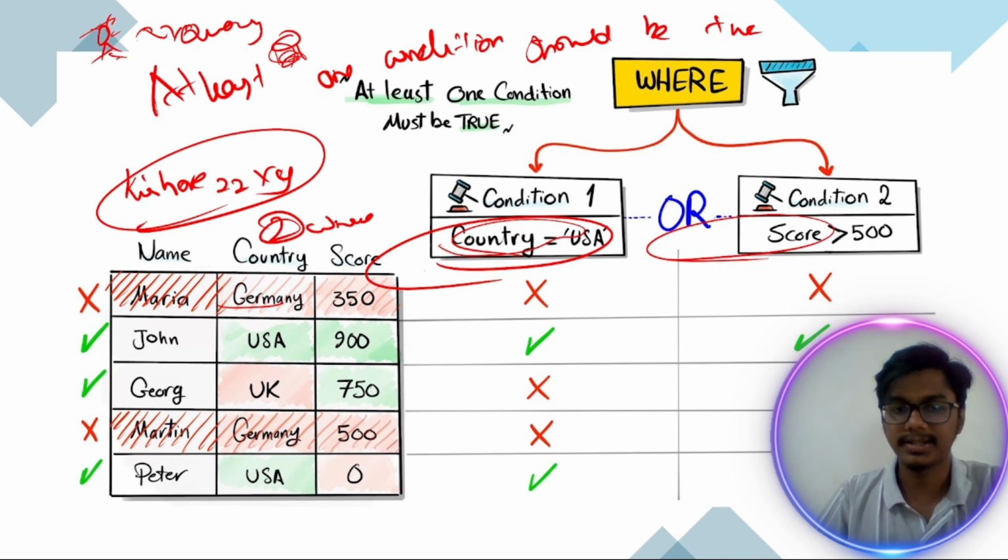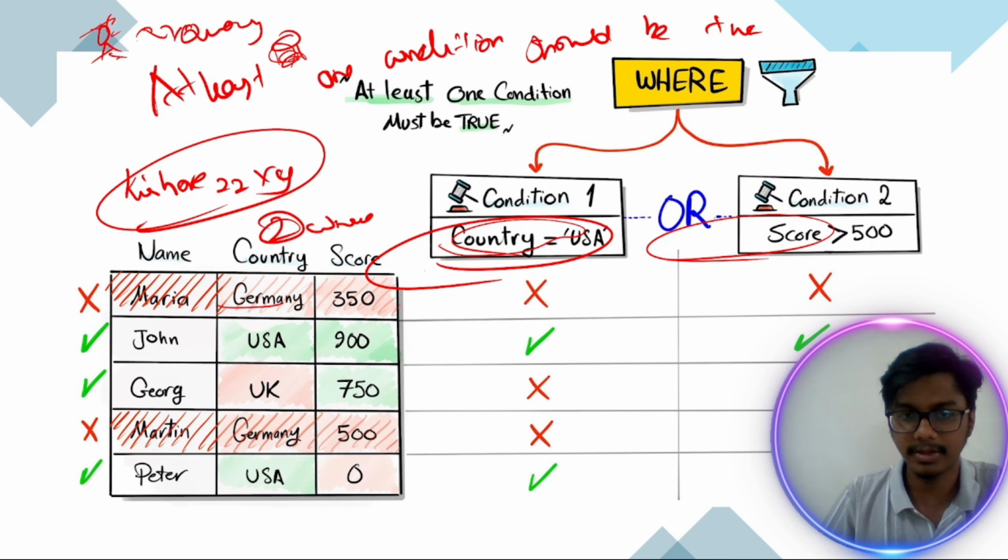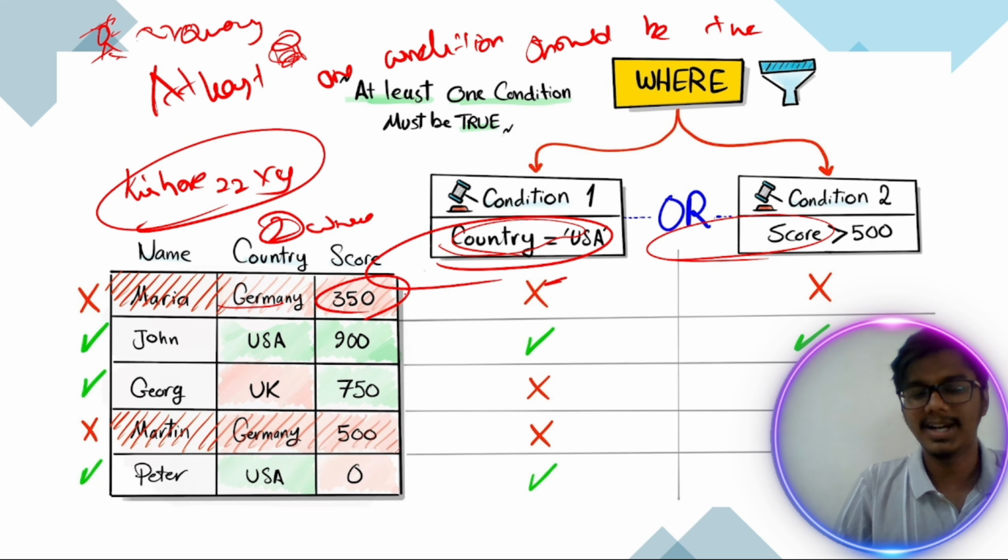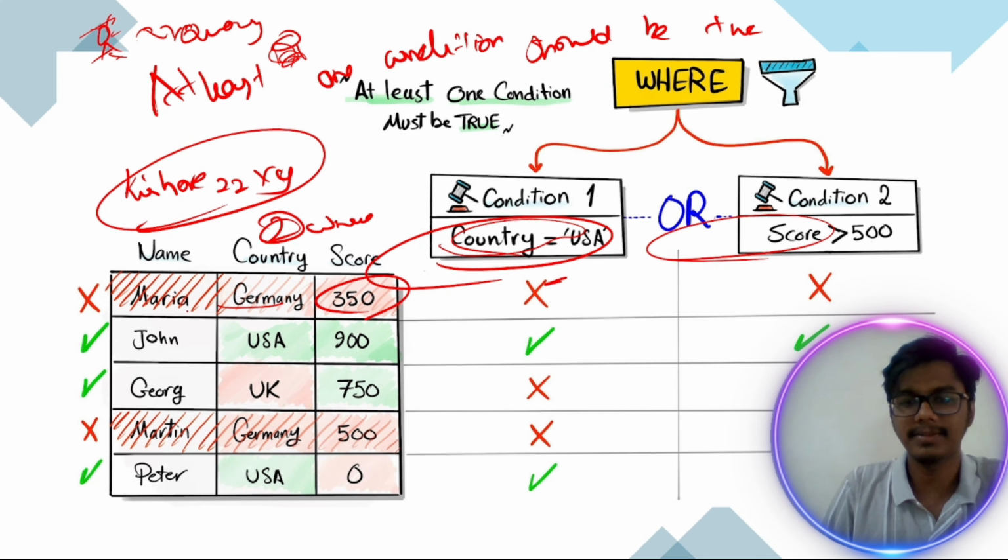So I check another condition, whether the score is greater than or equal to 350. No, the score doesn't have a value greater than or equal to 350. Let me strike it down here. Okay, again the query doesn't stop.